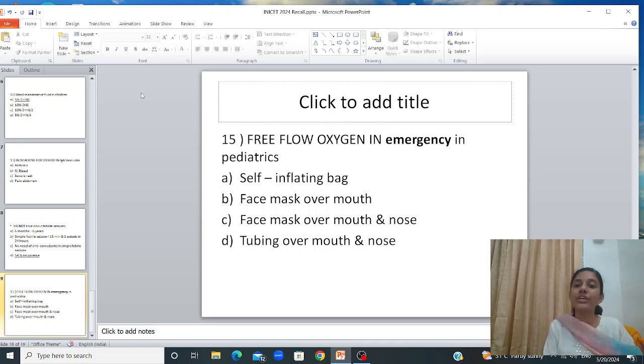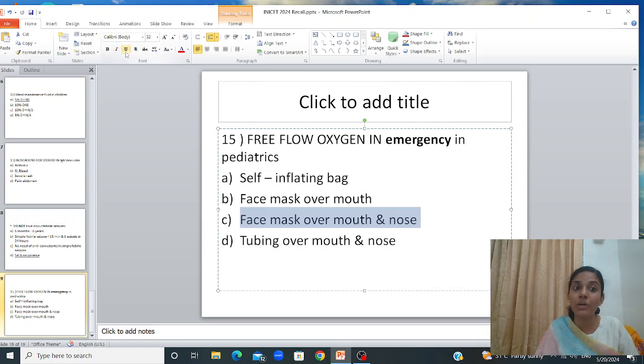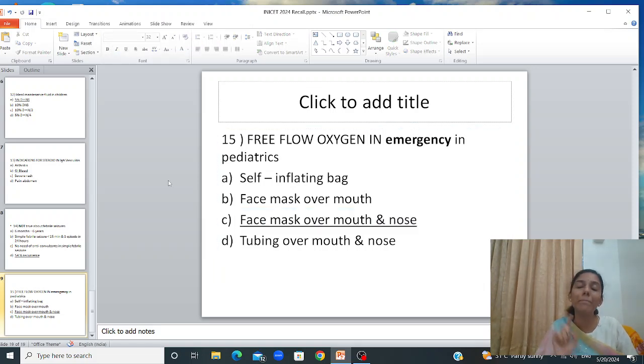Here the question is free flow oxygen during an emergency situation in pediatrics. The options given are self-inflating bag, face mask over mouth, face mask over mouth and nose, tubing over mouth and nose. So the clinch to the answer here will be the emergency situation. Free flow oxygen during an emergency situation, you will always give the face mask through your mouth and nose. The face mask should cover both your mouth and nose. Okay? So the answer will be a face mask over mouth and nose. It will not be just tubing, it will be face mask over mouth and nose.